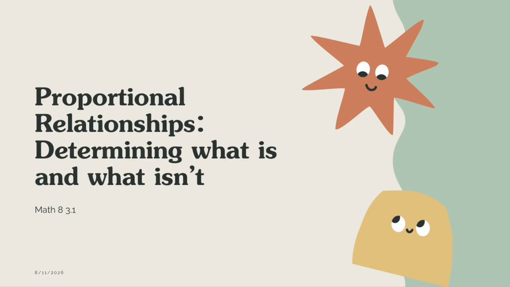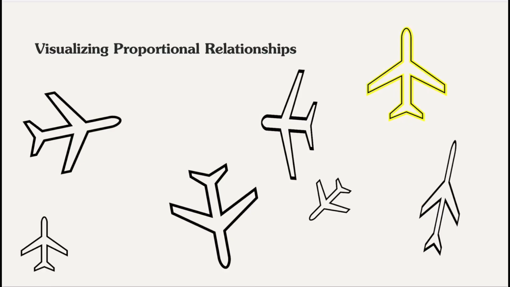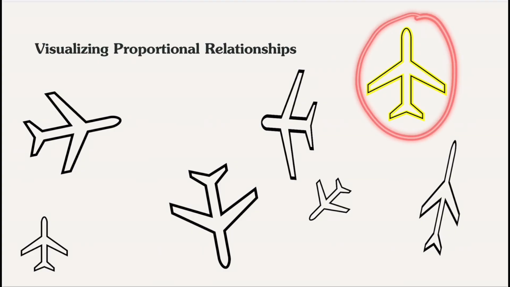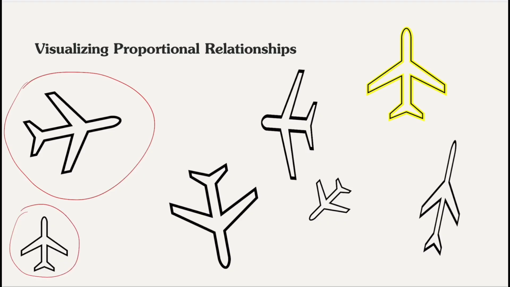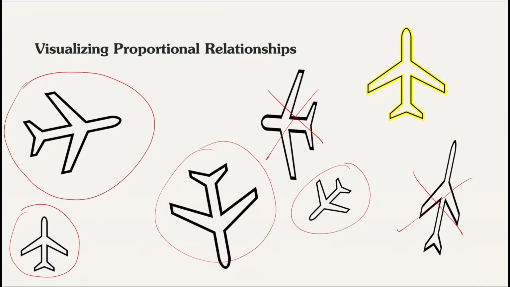This video is going to go over proportional relationships, what is and what isn't. So to start, we're going to take a look at this airplane, and I want you to pause the video and see which airplanes are proportional to this yellow one up here at the top. Okay, so this one and this one and this one and this one are all proportional. The other two are not proportional because, as you can see, they've been squashed a little bit, and so they don't really match the shape of the original picture.